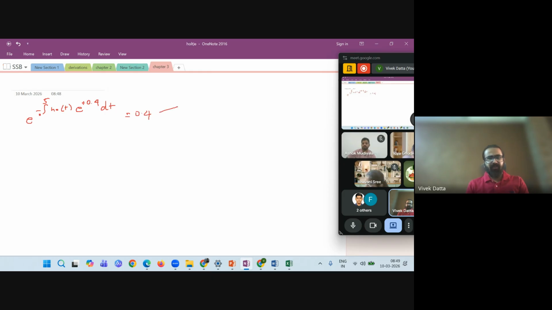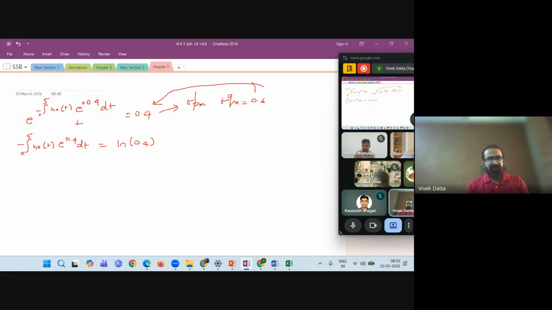How did we get 0.4? tPx. We were given tQx equal to 0.6. So tPx becomes what? 0.4. Clear to everyone? Now, can I not just directly take the integral 0 to 5 of H naught t, e raised to 0.4 dt, equal to ln of 0.4, taking logs on both sides?